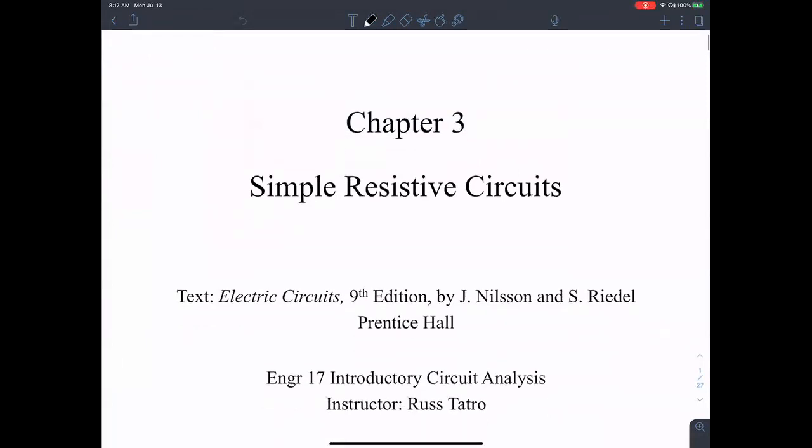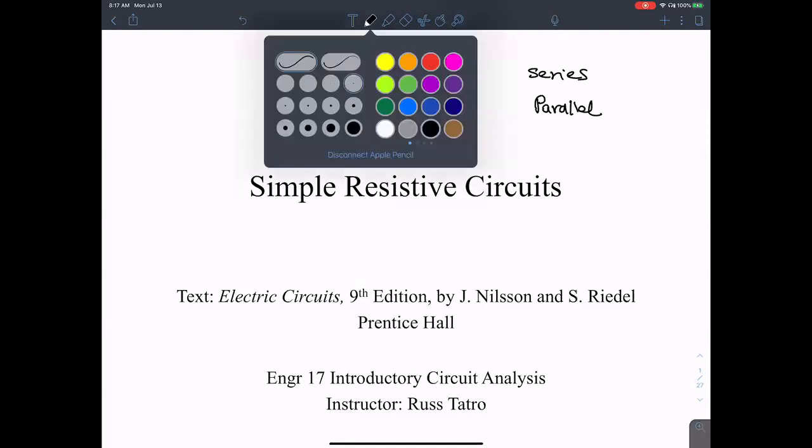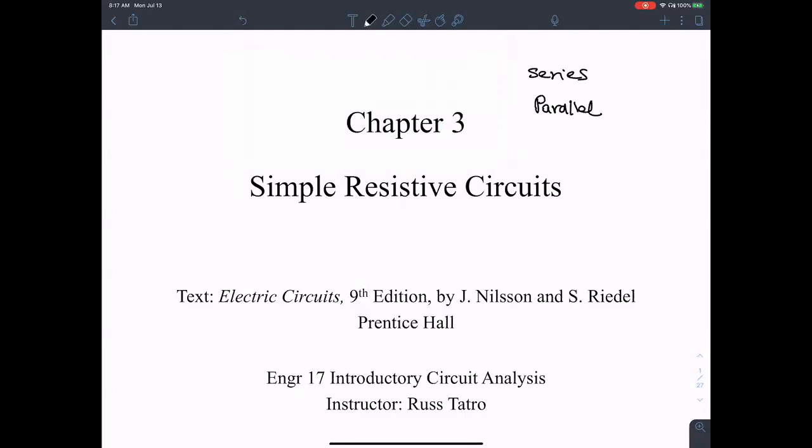Okay, simple resistive circuits, series or parallel. Series and parallel combination. That's all there is to this. So I hope to be able to finish this chapter in a reasonably small amount of time without belaboring the point too much, because it's an easy concept, fun concept, but it's a very, very useful technique.